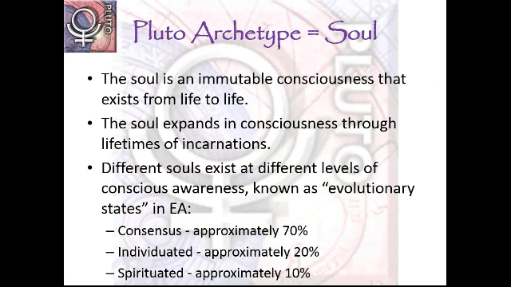One of the things that we've been able to observe through EA, just observing in our natural world, is that different souls exist at different levels of conscious awareness. We call this evolutionary states, or ES, in the world of EA. And this is not anything you take on belief. This is a knowledge-based system. You observe, correlate it. You can go discover it for yourself. You don't need to take anybody's word for it.